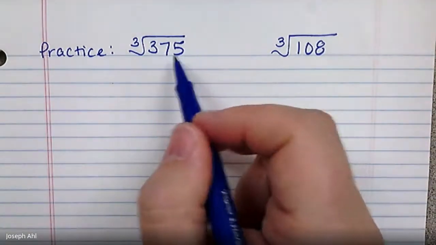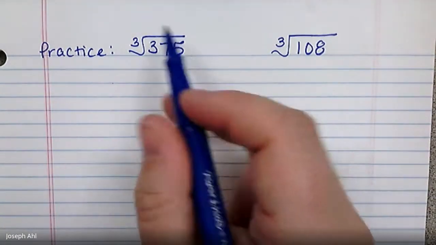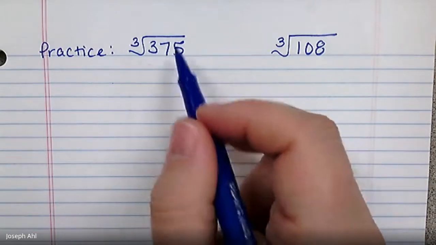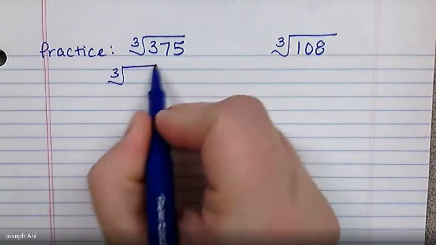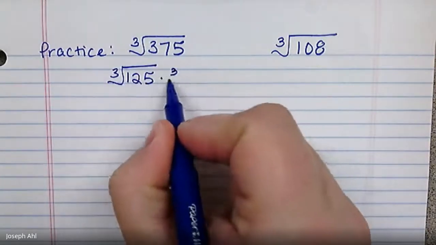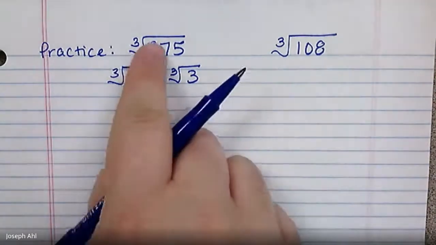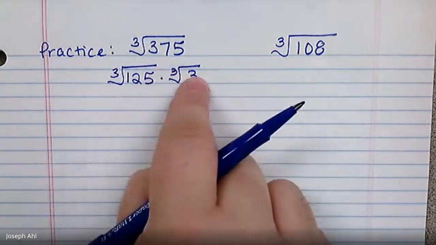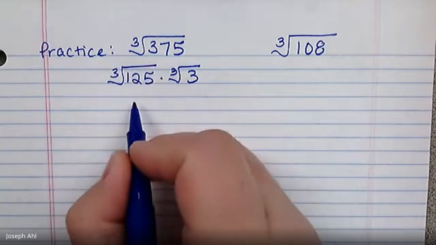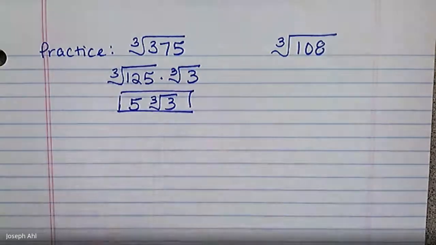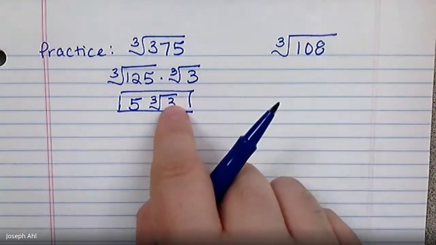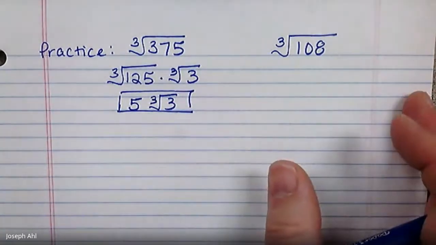So when something ends in a 5, it might be a good hint that 125, as long as it's big enough, is the perfect cube that divides in evenly. And in fact, 375 is the same thing as 125 times 3. So we can break this down to the cube root of 125 times the cube root of 3. And the cube root of 125 is 5. So the final answer is 5 cube root 3. It's tempting to think that the cube root of 3 is a nice number, but nothing times itself 3 times is going to give you 3 as a result. At least not a nice number, is it?